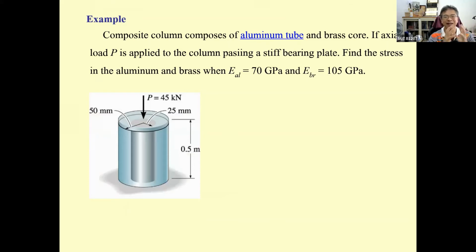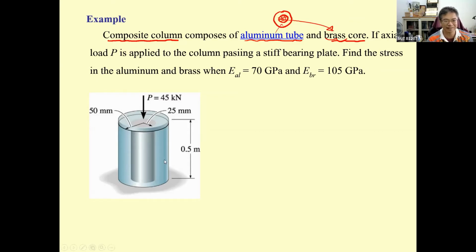Let me give you another example before we break. This is the second type. The second type is the composite column that I told you before. There is an aluminum tube, and that means the section is going to be something like this, and then there is the brass core in this area. The outside is going to be aluminum.